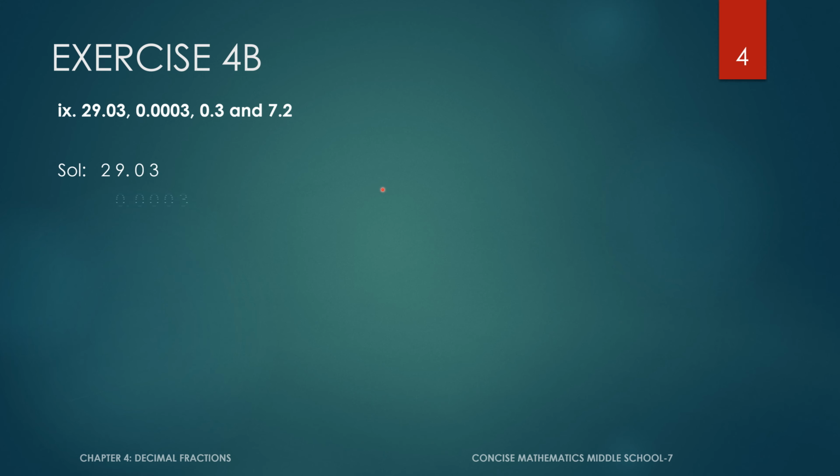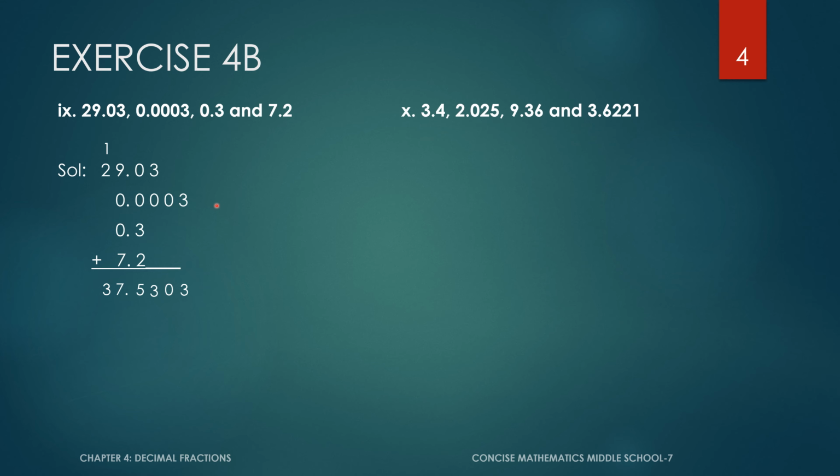Here is our ninth question. Even here just write down all the 3 decimal fractions and start adding it. Here it is very easy, children. You can directly write it down as 3, 0, 3. 3 plus 4 will be 5, and 7 plus 9 will be 17. So 1 on the top and 7 you can write it down just below. 2 plus 1 will be 3. So 37.5303 is the answer.